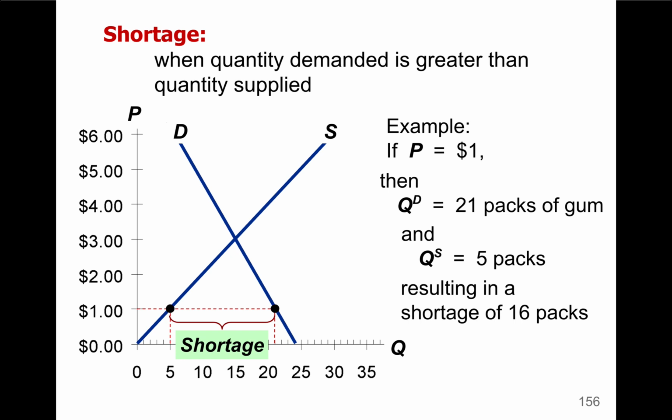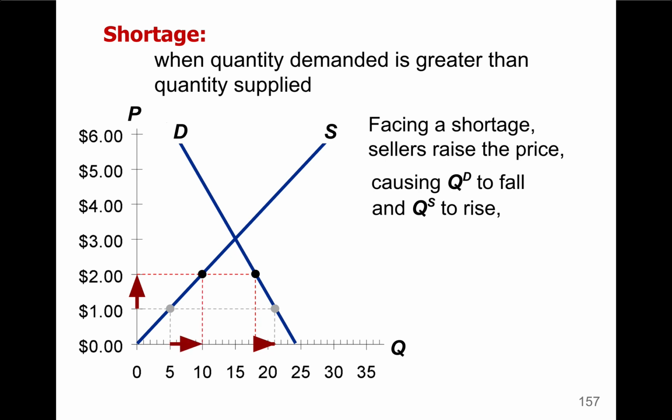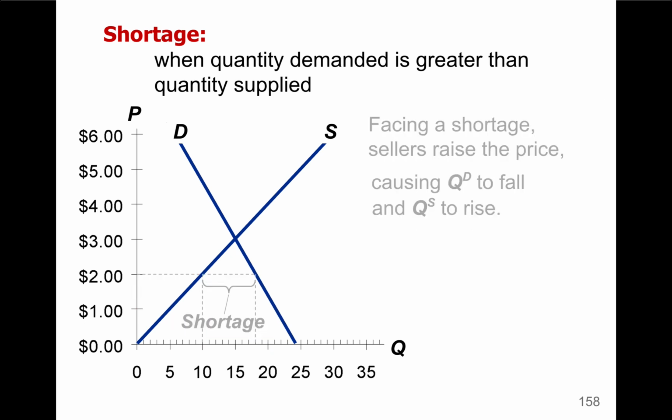So if you're a seller and you only have a limited supply, 5 packs of gum, and you have 21 customers who want to buy them, that tells you that there's a lot of excess demand for that particular product. And that also means that you can raise the price, because some of those 21 buyers might be willing to pay more than $1 per pack. So as you raise the price, of course, some of the customers drop out. They're not willing to buy it at $2. And of course, we're going to start eliminating the shortage by moving the price back up to $3.